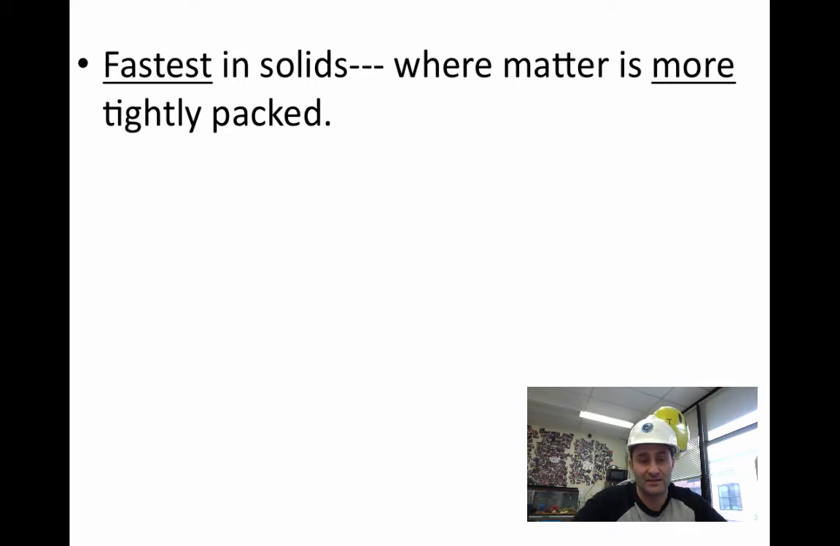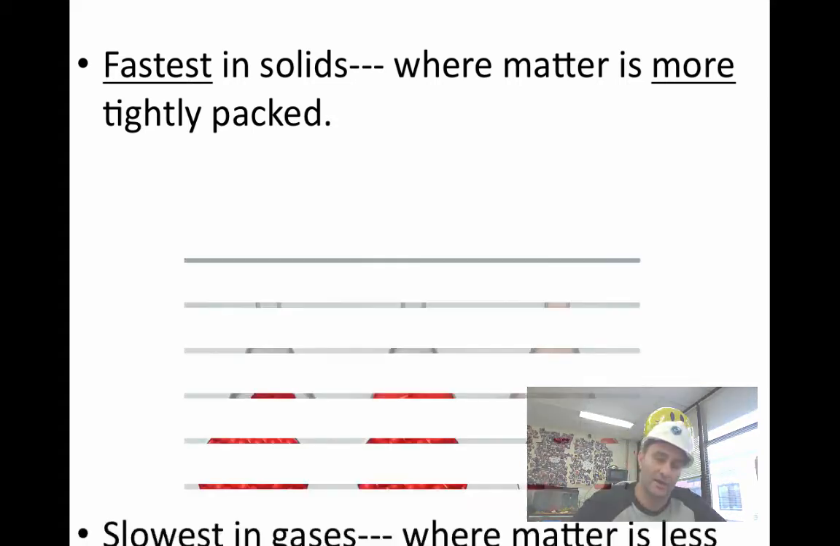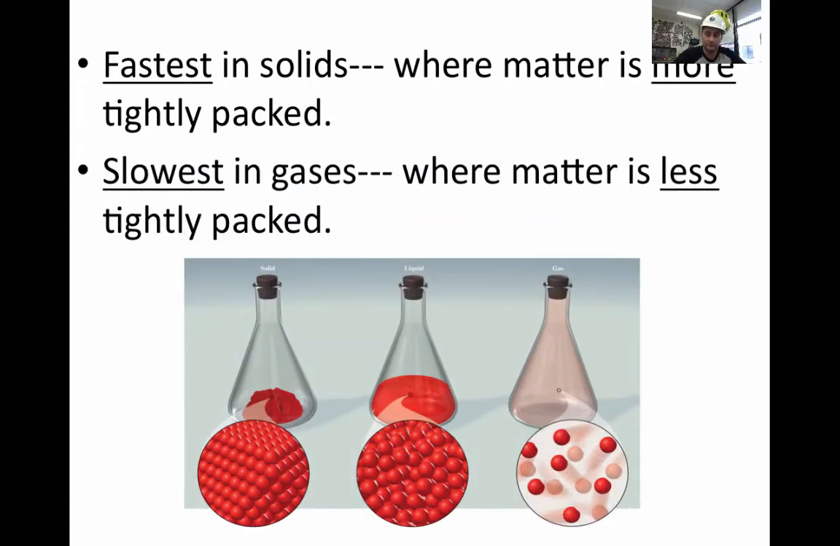Which means the fastest is in a solid, and the slowest is probably going to be in a gas. That's where the matter is packed least. I don't have it in your notes, but where is it going to travel at a medium speed? The liquid. Very good.